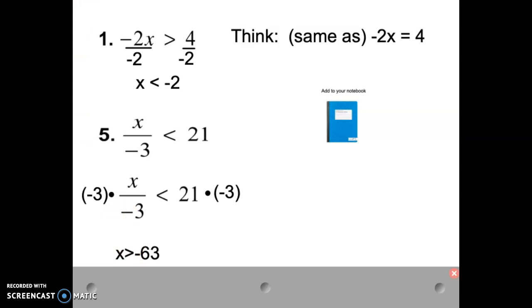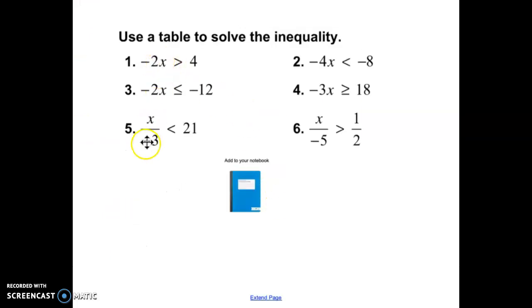All right, so now it's your turn. We did 1 and 5, so I want you to do 2, 4, and 6 on your own. Be real careful, because if you're multiplying or dividing by a negative, you've got to flip that sign around. All right, so pause the video and do that work.